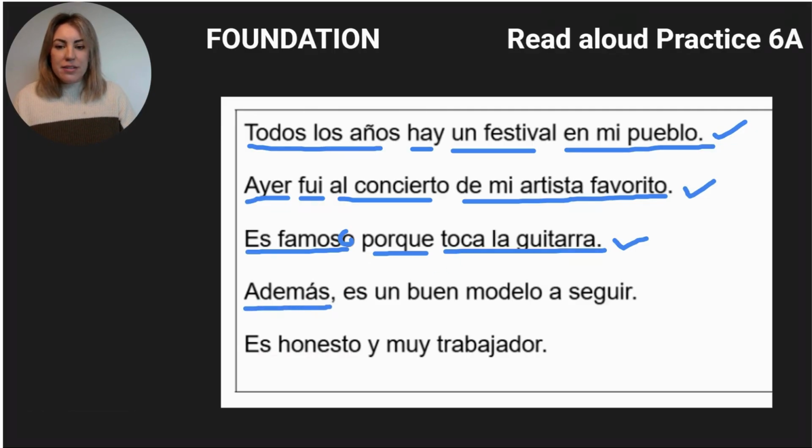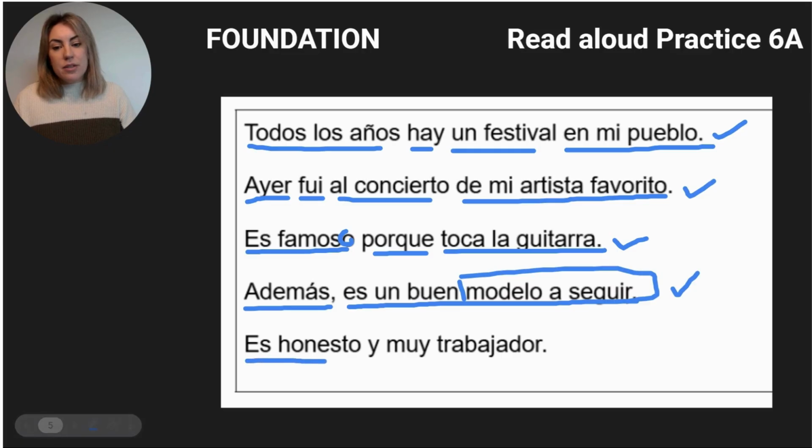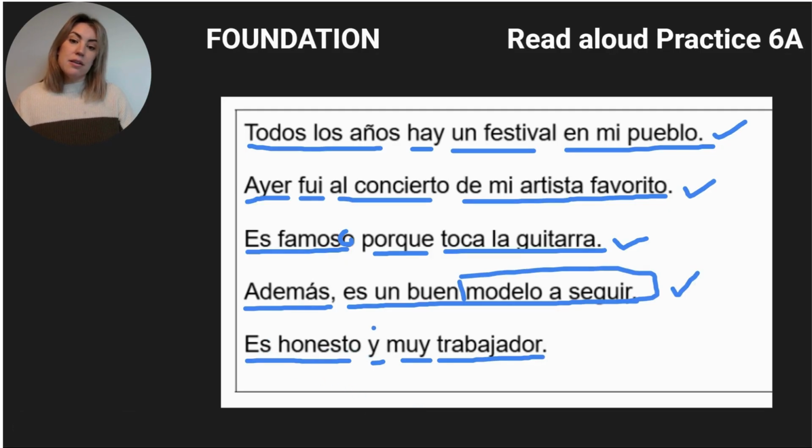Oh, an advanced connective here. Además. What does además mean? Es un buen modelo a seguir. Okay, all that goes kind of together. Además, in addition, he is a good role model. Okay, modelo a seguir is like a chunk phrase you need to learn, and it means he's a good role model. And finally, es honesto y muy trabajador. He is honest and very hardworking.